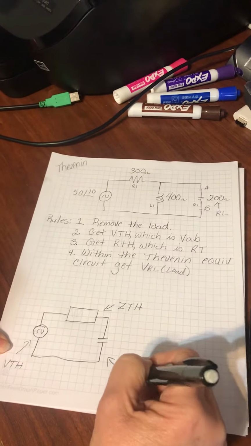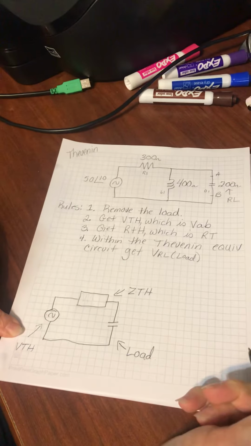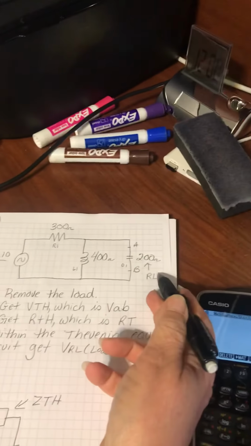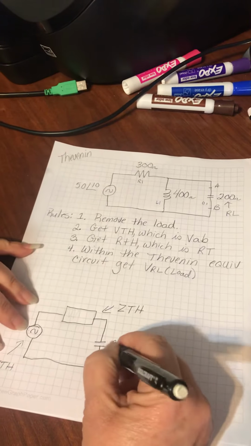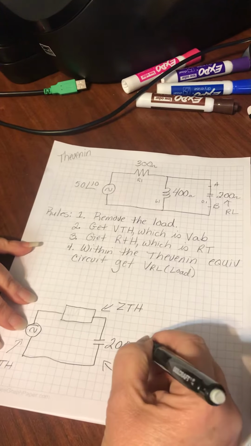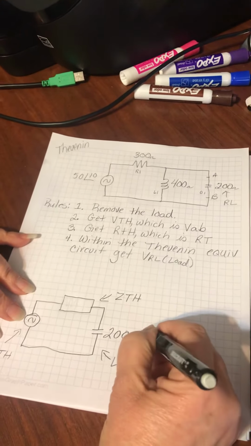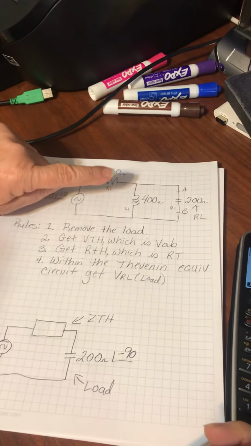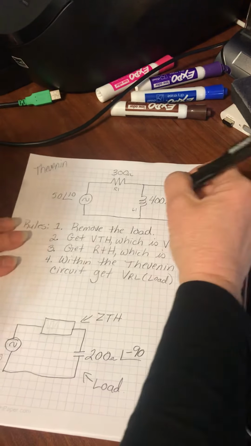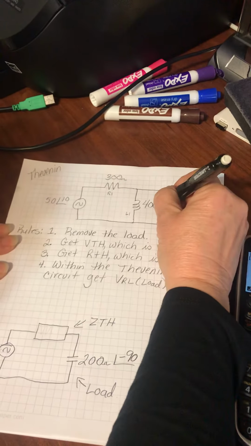In this circuit, the load is a capacitor. So when we remove this load, we put it in the Thevenin equivalent circuit, and we have that here, 200 ohms. Don't forget this is AC, so it's at an angle of -90. This inductor up here is going to be at a positive 90.